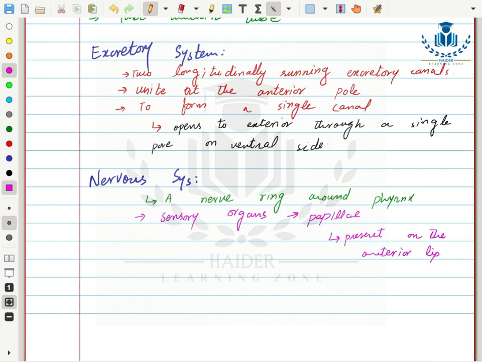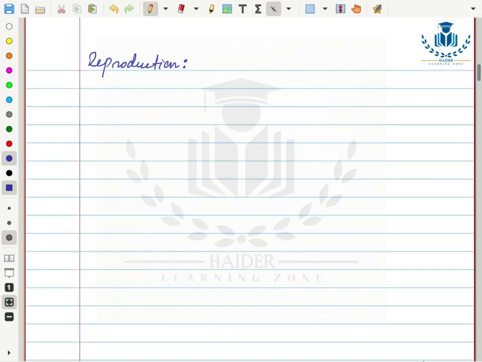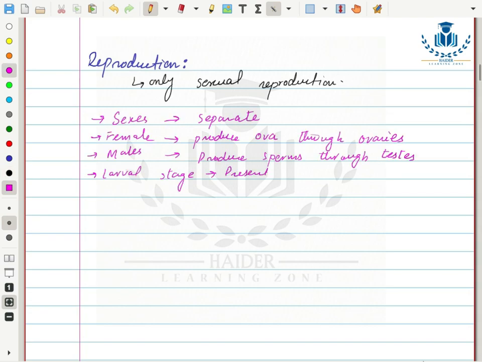Next, the respiratory and circulatory systems are both absent in roundworms. Respiration takes place with the help of diffusion. If we talk about reproduction in roundworms, asexual reproduction is absent. Only sexual reproduction takes place.